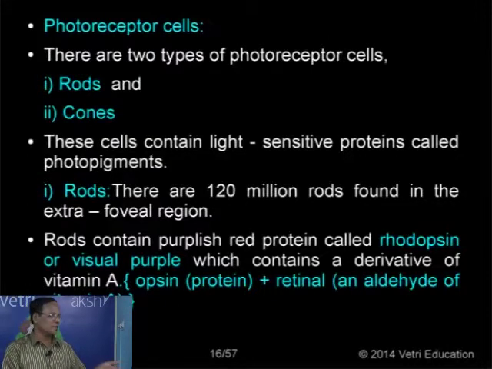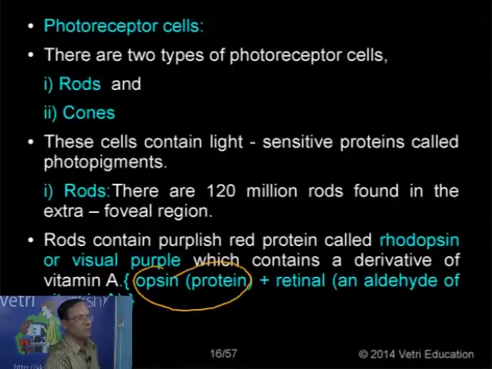So the rods contain a purplish red pigment called rhodopsin, or visual purple, which contains a derivative of vitamin A. That means it is a combination of the protein opsin plus retinal, which is an aldehyde form of vitamin A. We'll see the chemical nature. It is formed of the protein opsin plus retinal, or retinene.